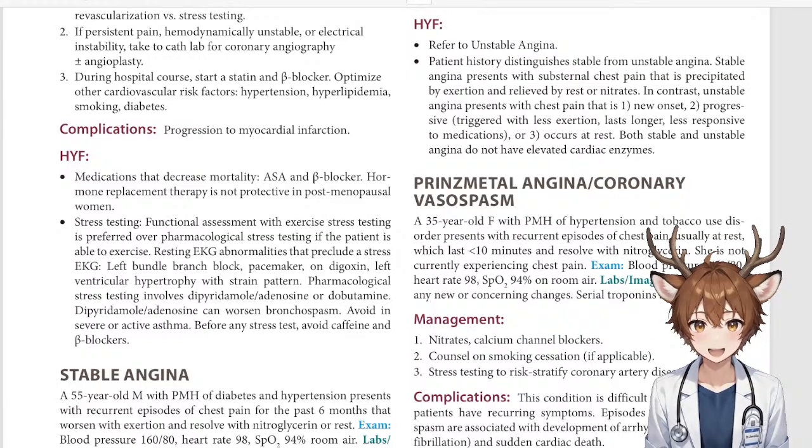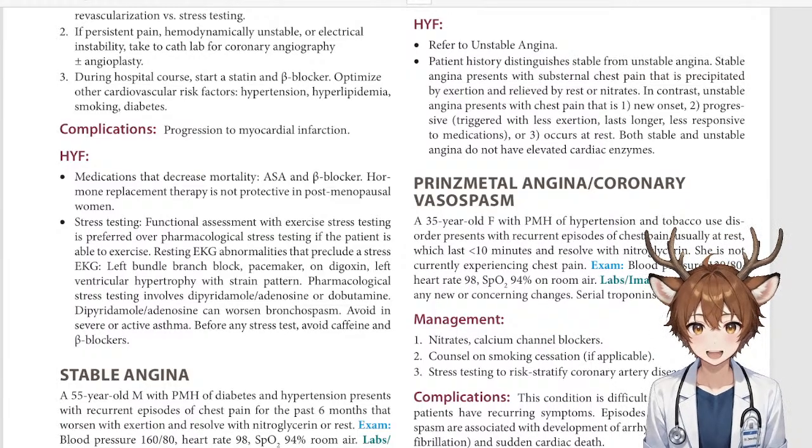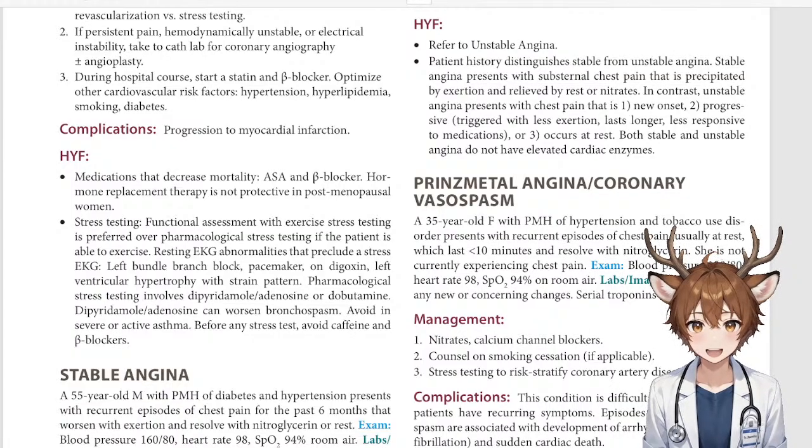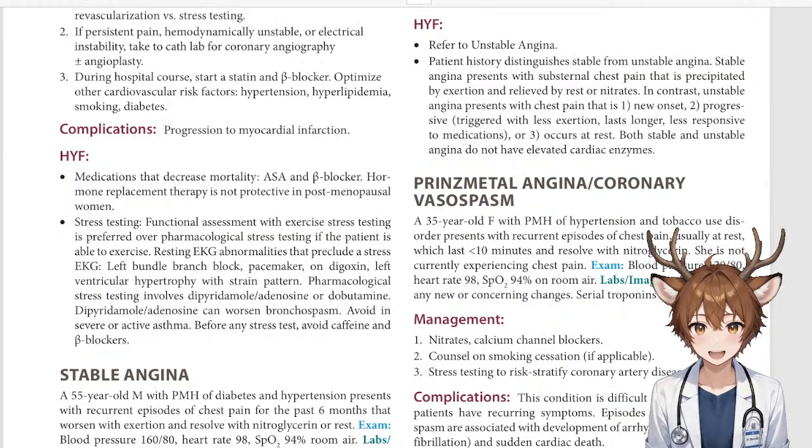Pharmacological stress testing involves dipyridamole/adenosine or dobutamine. Dipyridamole/adenosine can worsen bronchospasm. Avoid in severe or active asthma. Before any stress test, avoid caffeine and beta blockers.